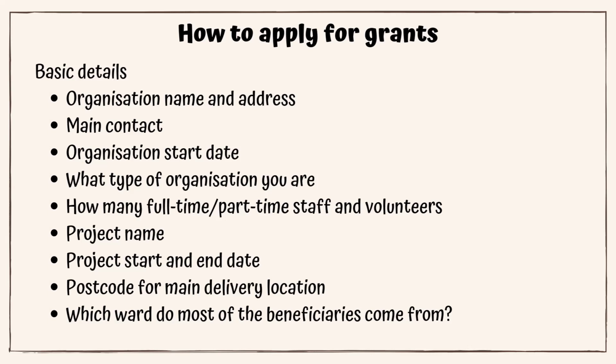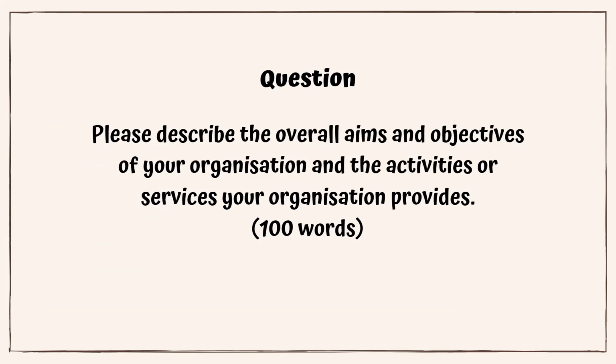They'll also ask which ward most of your beneficiaries come from, and if you get stuck with this or you're unsure, there's a search function on the Kirklees Council website that you can use to identify the ward that you're based in. So the first main question that we come up against in this application is to describe the overall aims and objectives of your organisation and the activities or services your organisation provides. So I'll run through a few tips and things to think about when writing about your aims and objectives, and you might want to make a few notes as we go. I'll give you a couple of examples as well.